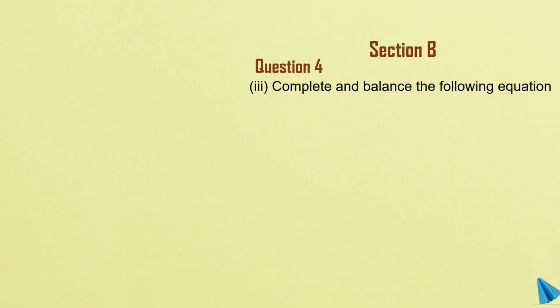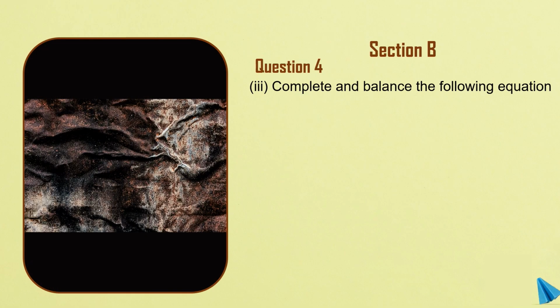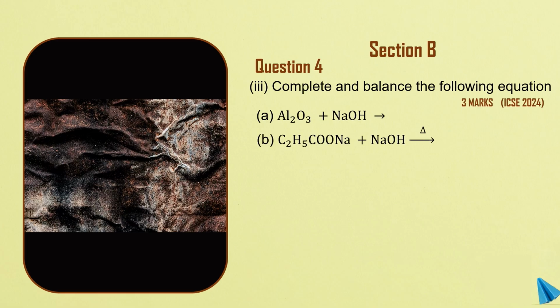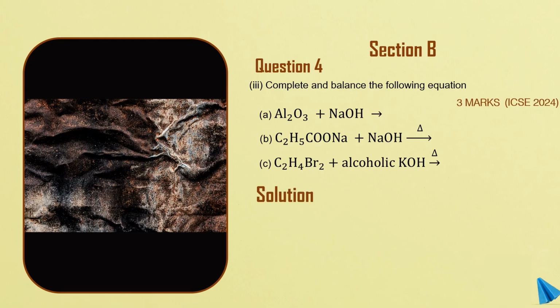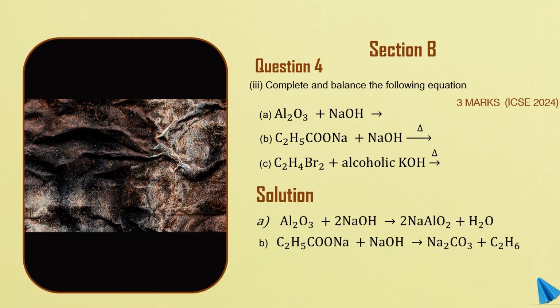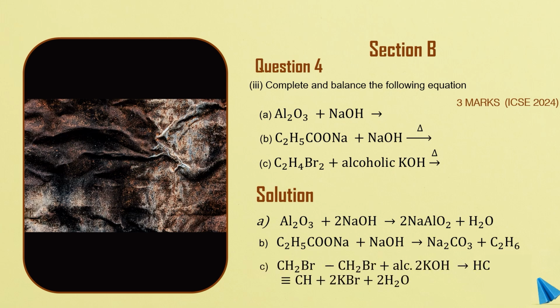Question number 3. Complete and balance the following equations. Al2O3 plus NaOH gives what? C2H5COONa plus NaOH, C2H4Br2 plus alcoholic KOH gives what? So here in the first one, 2NaAlO2 plus H2O, in the second one Na2CO3 plus C2H6, and in the third one, ethyne plus 2KBr plus 2H2O. Let's have a look at the new question now.